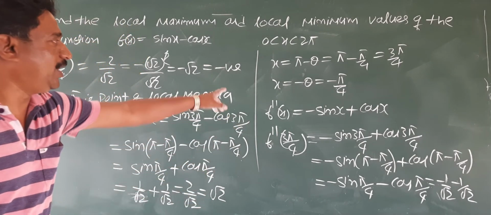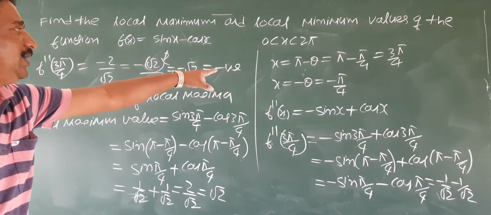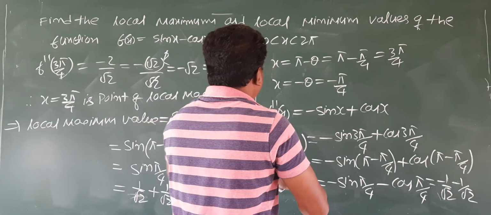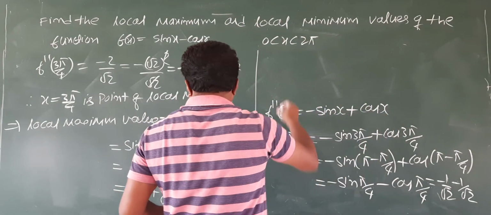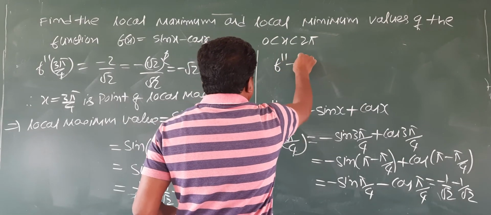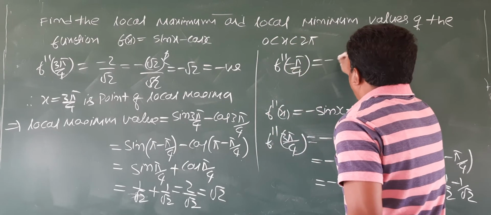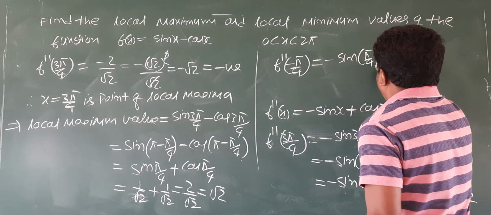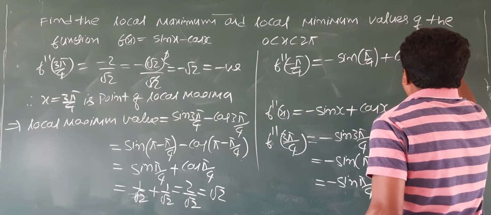Let us go for checking one more point. We have one more point to be checked, the fourth quadrant angle. The second quadrant angle is done. Now you check this. F double dash minus pi by 4. Substitute that. Minus sin of x, what is x? Minus pi by 4, plus cos minus pi by 4.